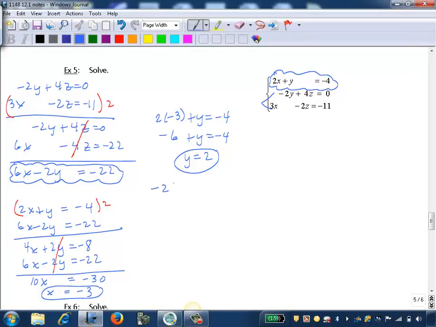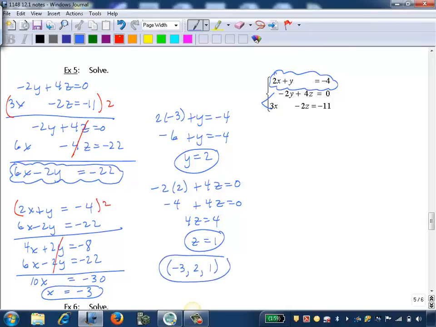So I've got negative 2 times y, so put a 2 in for the y, plus 4z equals 0. So we've got negative 4 plus 4z equals 0. And I can add that 4 to both sides, so I'll get 4z equals 4, and then divide both sides by 4 to get z equals 1. So our solution is the ordered triplet, negative 3, 2, 1.